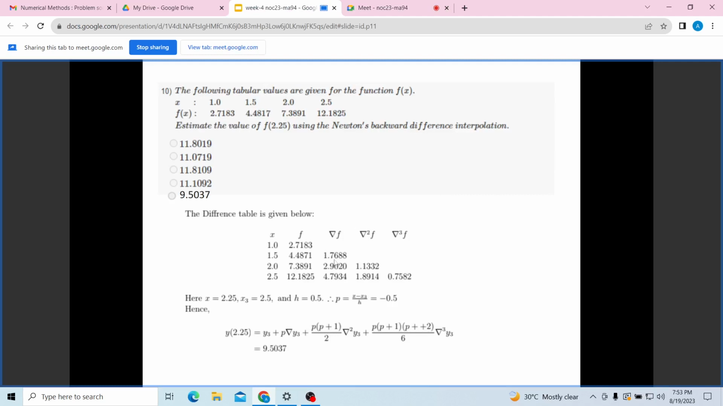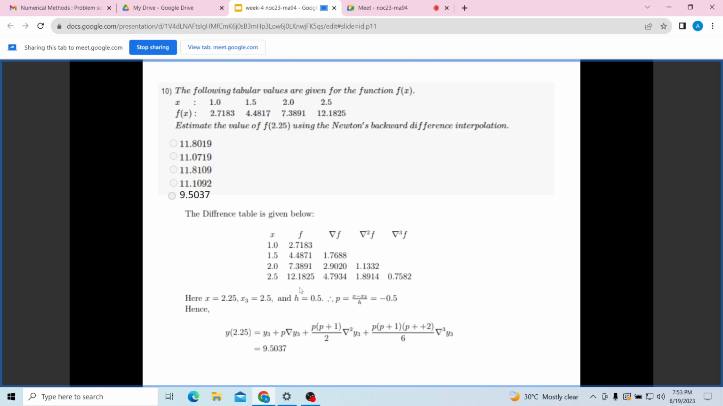So when you apply Newton's backward difference interpolation, just calculate a backward difference table as we discussed earlier. So this will be your x3, that is 2.5, and you have to calculate the value at 2.25. So x is equal to 2.25 and h, the difference between the consecutive terms, is 0.5. So p will be (x minus x3) by h, that is minus 0.5. Fine.